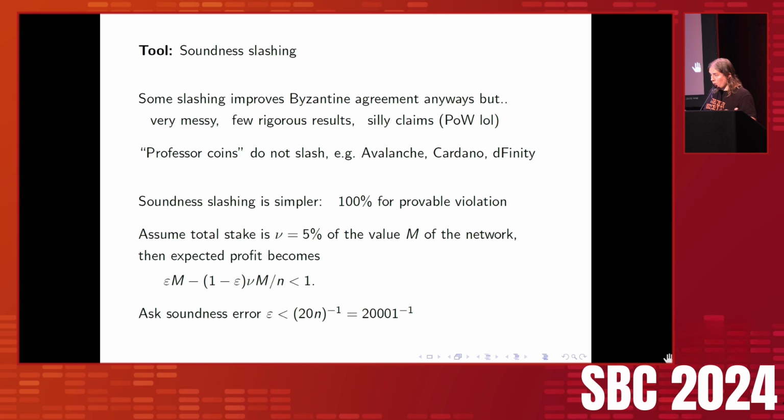And then you need to know what's the value you're protecting, and then you can argue your soundness error. So a soundness error of less than 20,000 to the -1 is perfectly fine. So 1 over 20,000 is perfectly fine if you have 5% of the value of the network in stake. Okay, that's in total stake.